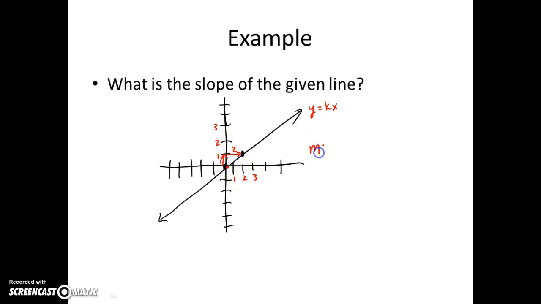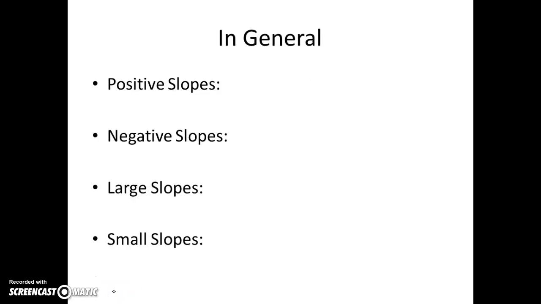So if I found my slope, it's rise over run. Again, the rise I went up by 1, the run I went over by 2. So my slope with this line would be 1/2. Again, hopefully all this is review. So let's generalize what we know about slopes from the past.